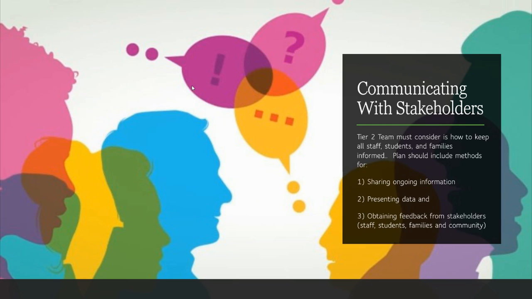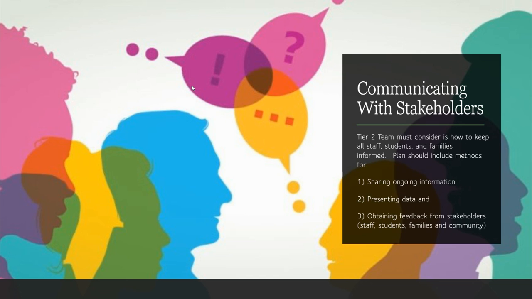So, as I said, it's very important that the teams communicate with their stakeholders. So, it's very important that the tier one team creates processes that they're going to use to communicate with their staff, with their stakeholders, which are their families, their community members, the students, the other staff members in the building, the district personnel, etc.